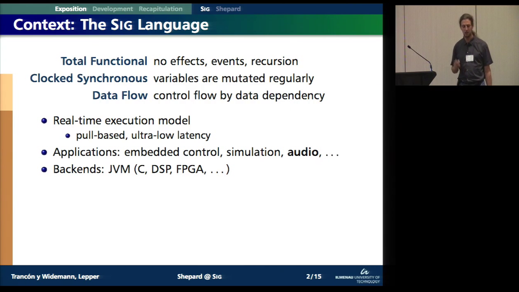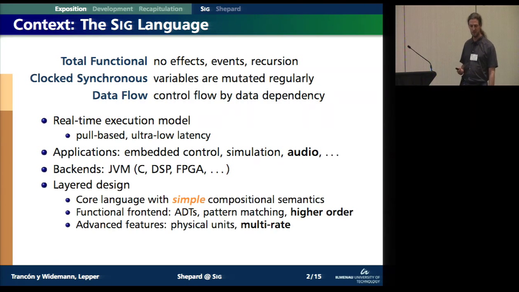The SIG language has an execution model that is fit for real time. It's a pull-based model with ultra-low latency. We heard this morning about latency problems with push-based thread-oriented approaches. This one is different. And our intended applications for the language are embedded control software, scientific simulations, and of course, audio demonstrations. That's why I'm here. Right now, the SIG language compiles to the Java virtual machine, but we're also planning a C backend. We want to compile to digital signal processors and also to FPGAs.